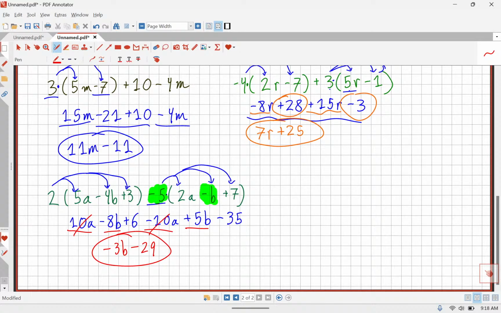Okay, here we go. Next one. Got a pencil? Here we go. 7, open parentheses, 5 plus 2x, close parentheses, minus 4, open parentheses, 3x minus 2, close parentheses. And then we're going to go plus 2 times 3 minus x.